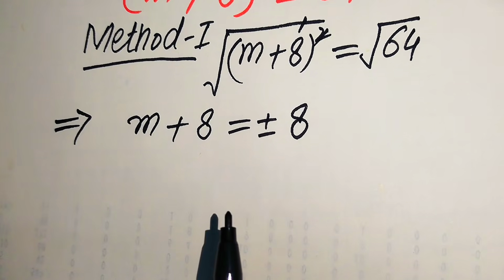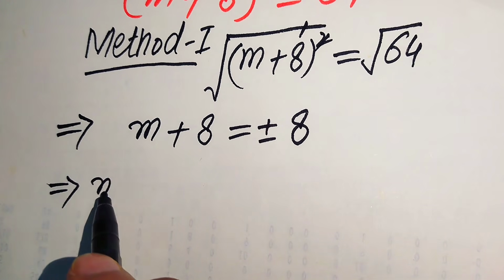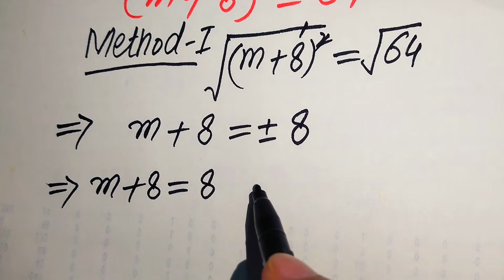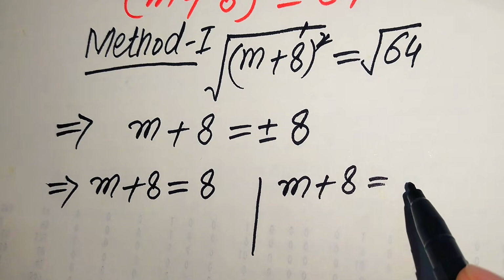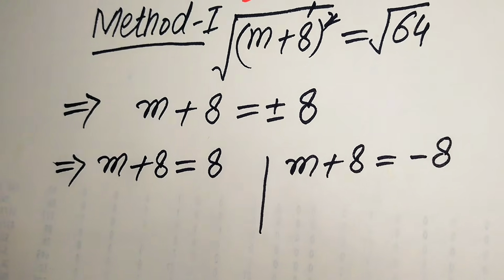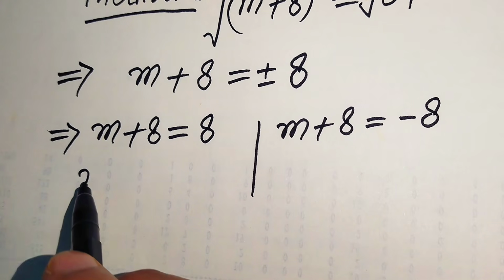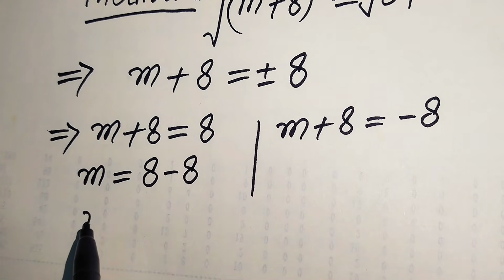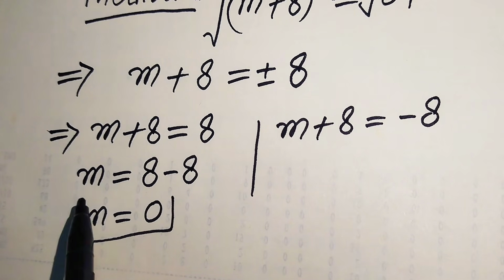And now in the next step, we need to break this equation into two cases. The first case is we write m + 8 equals plus 8, and the second case is we write m + 8 equals minus 8. Now you see that we move this plus 8 to the right-hand side, and it will be written as m equals 8 minus 8, and we get the value of m equals 0.